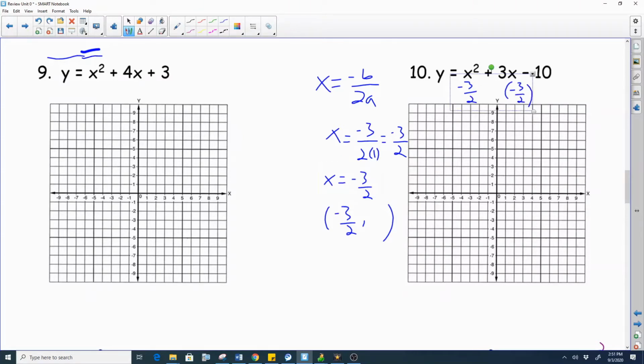Ooh, good thing we did this one. So then let's see here. There we go. Okay, so then what we're going to do is, negative 3 halves squared, right? Negative 3 halves squared is going to be what? 3 times 3 is 9 over 2 times 2 is 4, so 9/4. Then this is going to multiply and become a negative 9 halves. And then a minus 10.